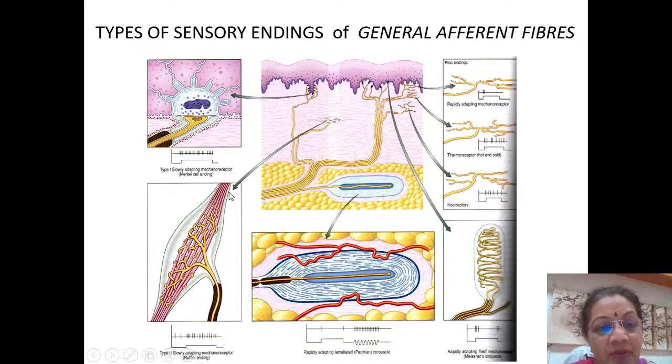wrapping itself around that. So that whole package together is called a Ruffini ending, and its nature is it is slowly adapting, as opposed to this rapidly adapting and this rapidly adapting. This one is a slow adapting mechanoceptor. It is required for us. So remember, there is one more kind of ending which has a different shape, which is called a Ruffini ending.